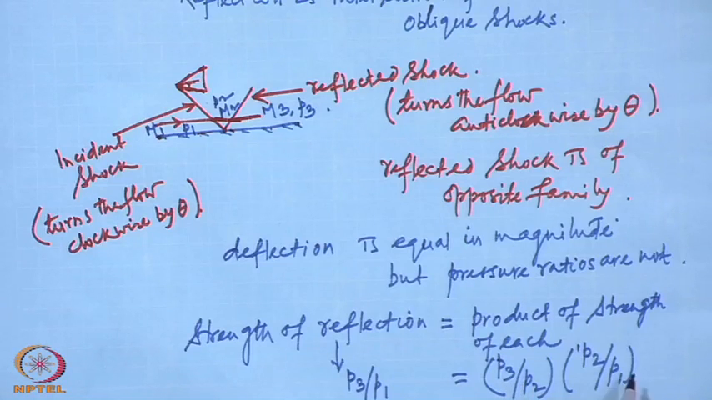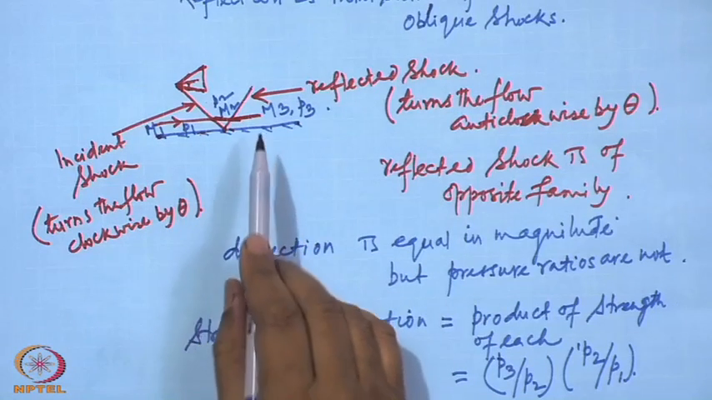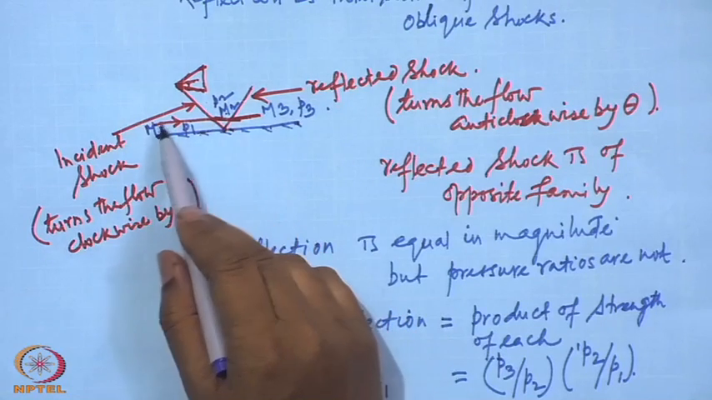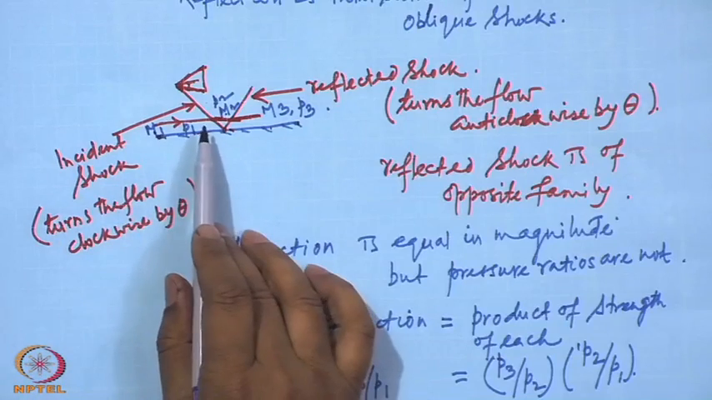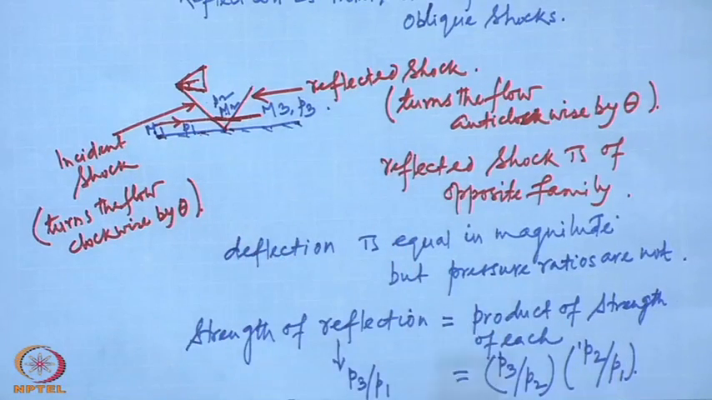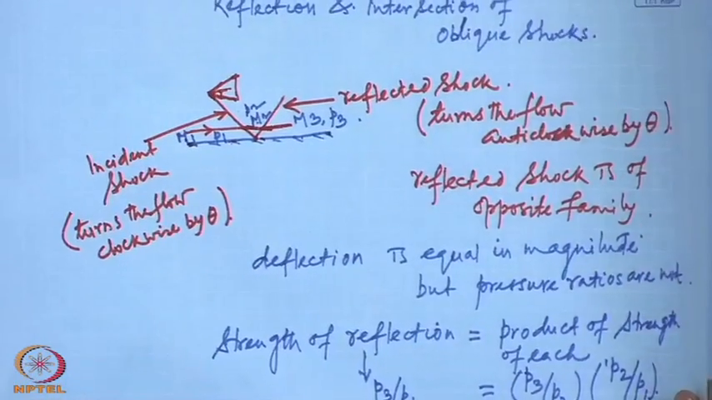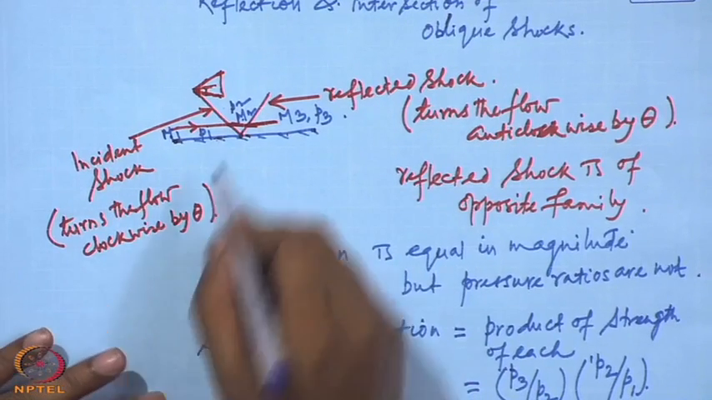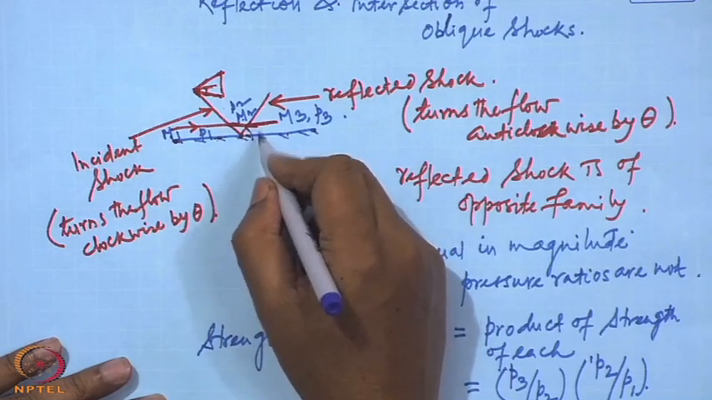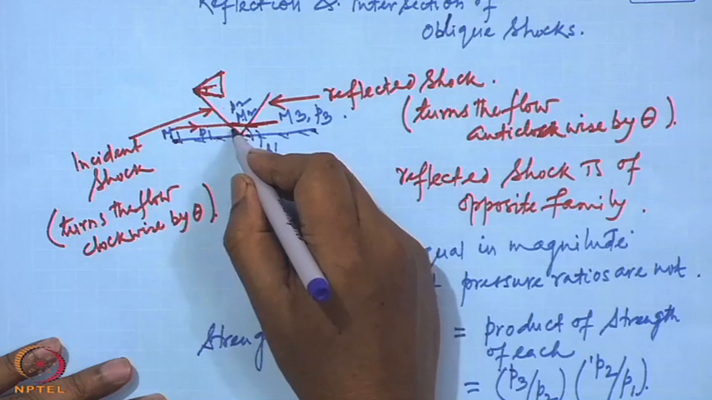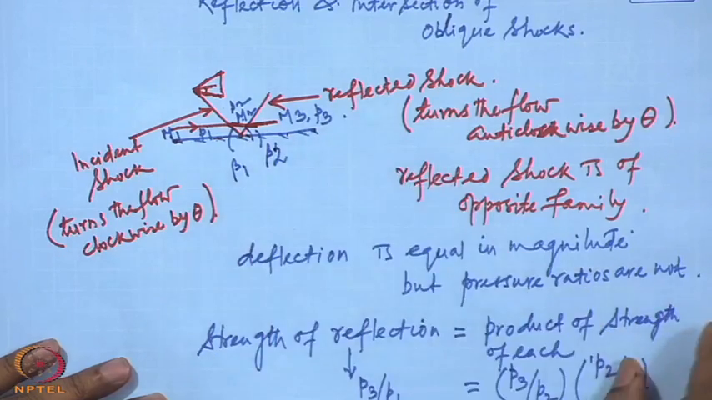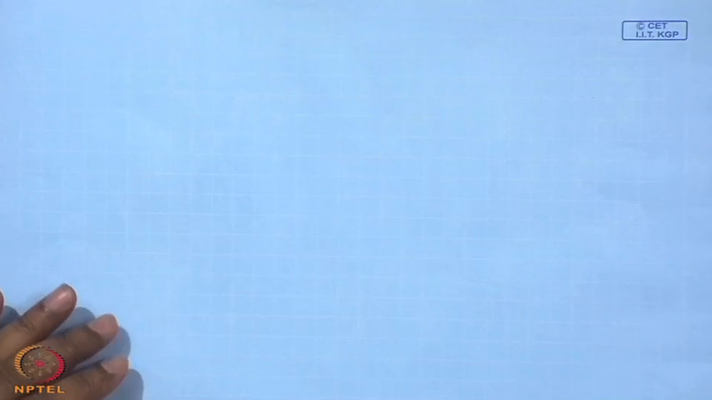Now, why are this P 3 by P 2 and P 2 by P 1 not the same? You can see that the two shocks have the same value of theta. However, this M 2 is smaller than M 1. Consequently, the two pressure ratios are also not equal. We can also see that the two wave angles beta are also not equal.